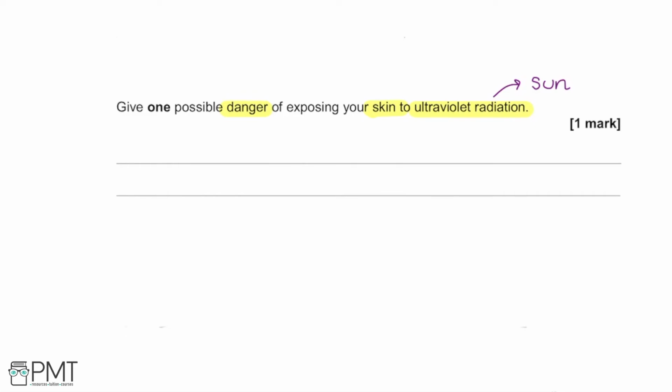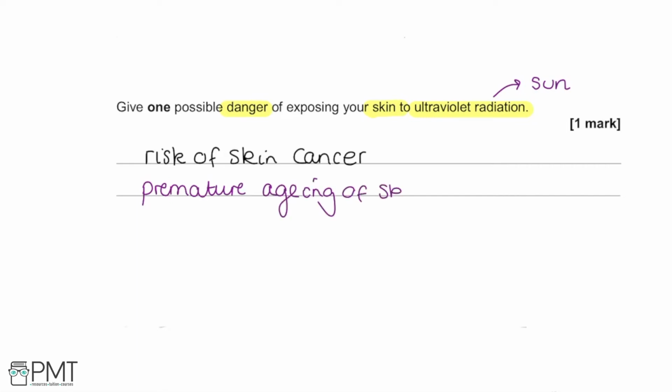Now I know that the sun can cause skin damage. It can cause damage to the skin through sunburn and things like that, but one of the main risks is a risk here of skin cancer. So the risk of skin cancer is going to gain us 1 mark for this question, and we're going to get the full marks here. Alternatively, I could write about how it may also cause the premature aging of skin. That would be enough to get the mark for the question.